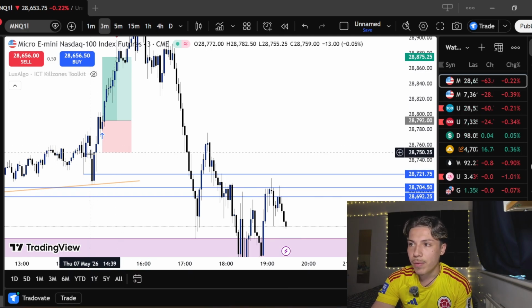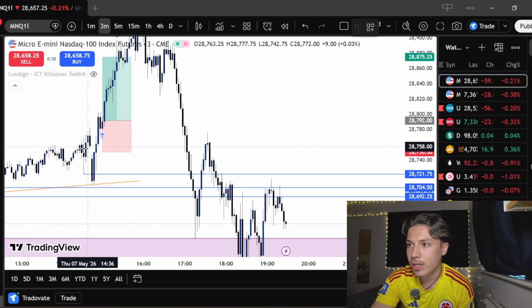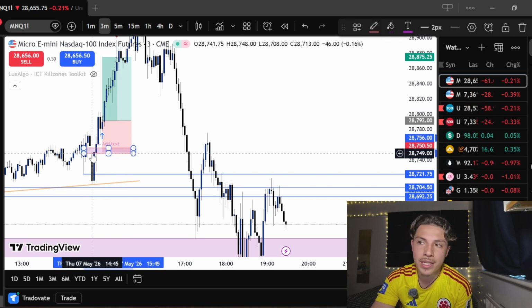This right here is an imbalance in price. So that right there is a perfect example of what a fair value gap is. Just an imbalance in the market. And as you can see, we formed this on the 3-minute time frame.